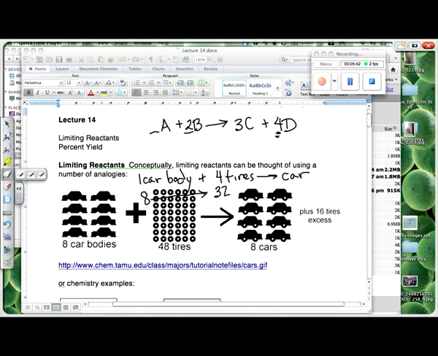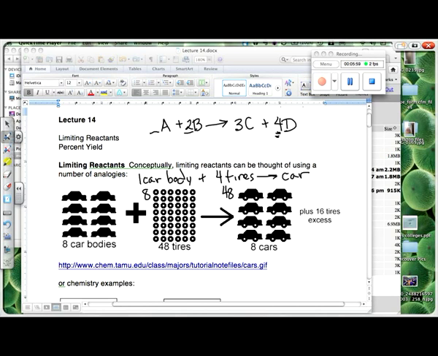This is what I would do. I would take, let me erase my amounts here. Well, I need to leave the 8 there. I will take the 8 and the 48 as my amounts. I will divide the 8 by its coefficient.